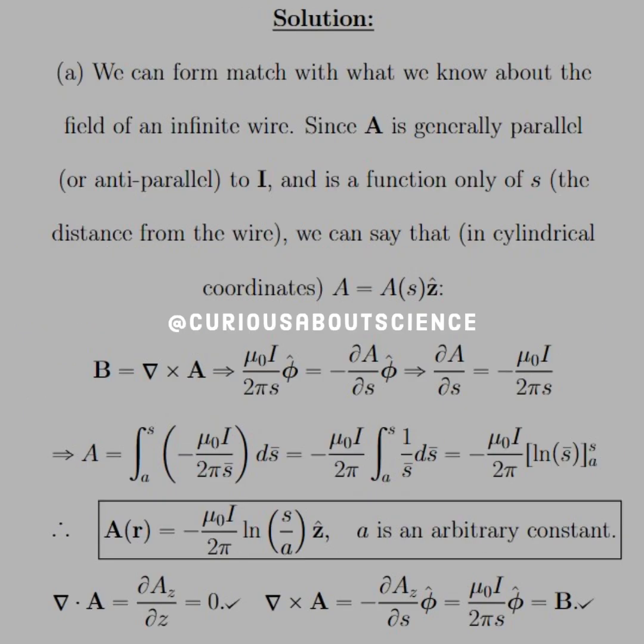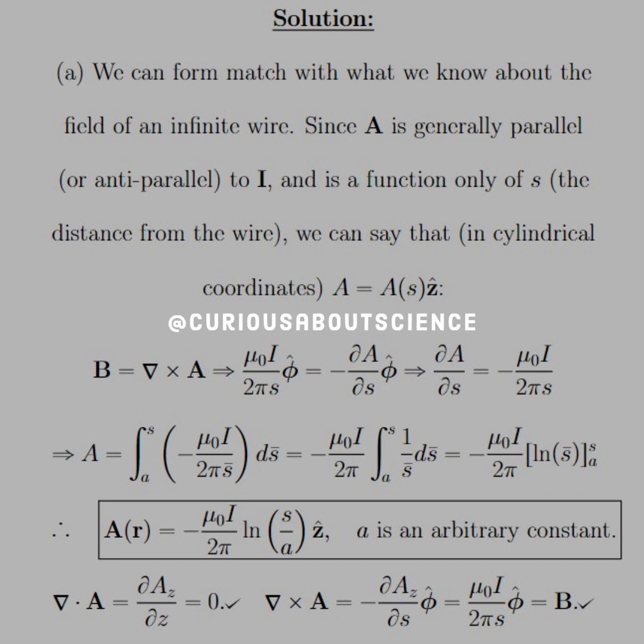Alright, so our goal here is to, quote, form match. Since we know what the magnetic field is from Biot-Savart, we want to form match it with what we need in order to achieve the magnetic field from the curl of the potential, i.e. solve a differential equation. So we can form match this with the field of an infinite wire. Since A is generally parallel or antiparallel to I, and is a function of only s, the distance from the wire, we can say that, in cylindrical coordinates, A is a function of s in the z-hat direction.